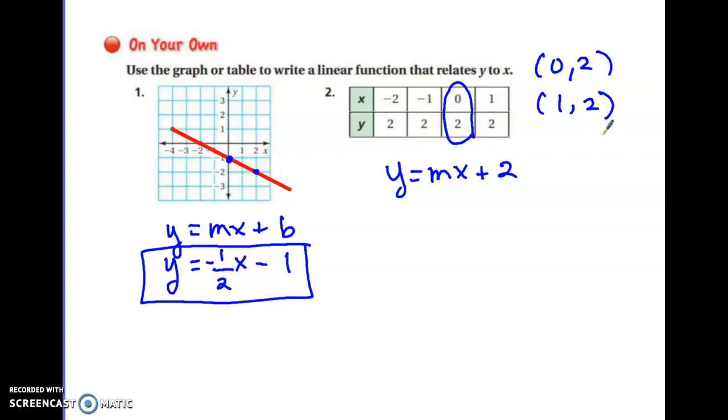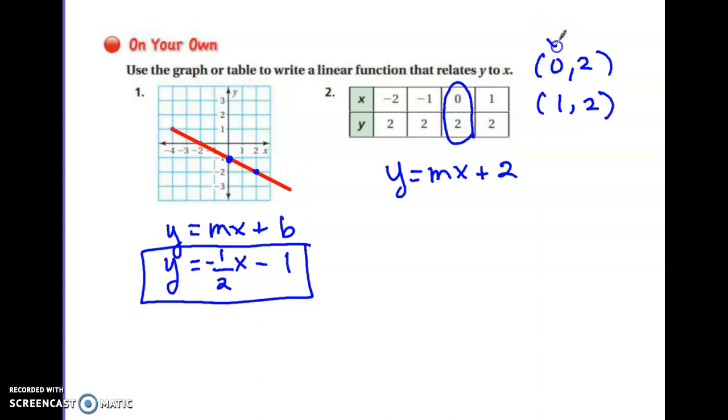I could do that. Some of you might notice something interesting here. All my y values are 2. How could that be, and what would that look like? Some of you already know what that means. If you don't, that's okay. Let's keep going with the process.